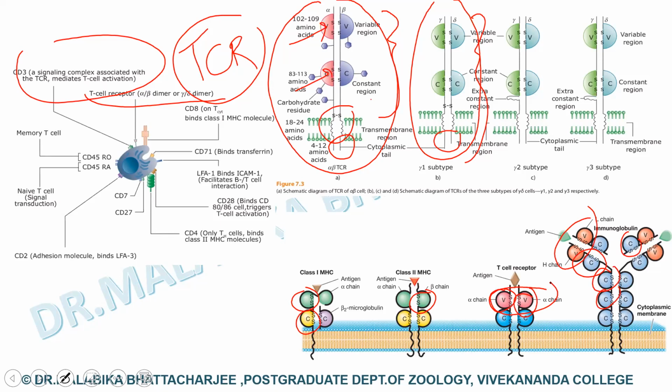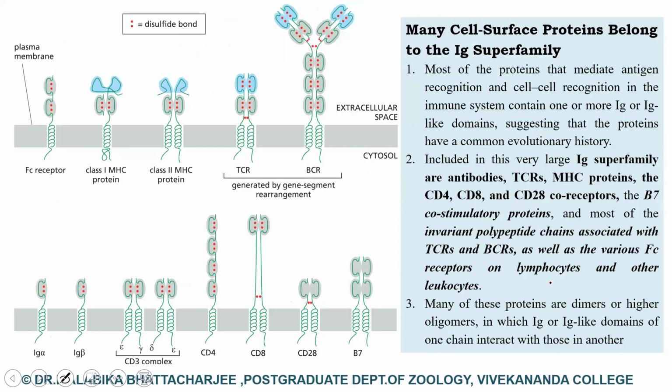It is this variable region that recognizes antigen, which is complexed with either MHC class 1 molecule or MHC class 2 molecule. This is a similarity showing you how the structures of the different immune receptors are similar and belong to the family known as the immunoglobulin superfamily. If you look into an immunoglobulin, the presence of these disulfide folds forms a definite domain. These are the immunoglobulin-like domains.